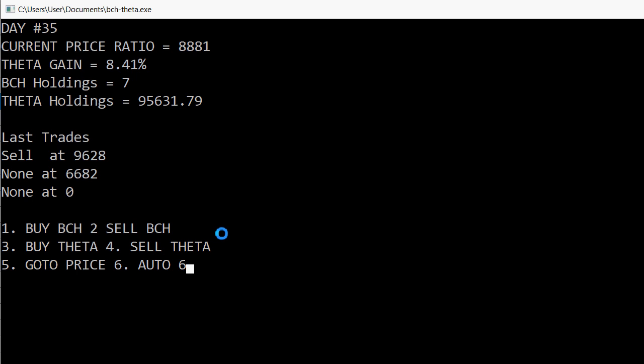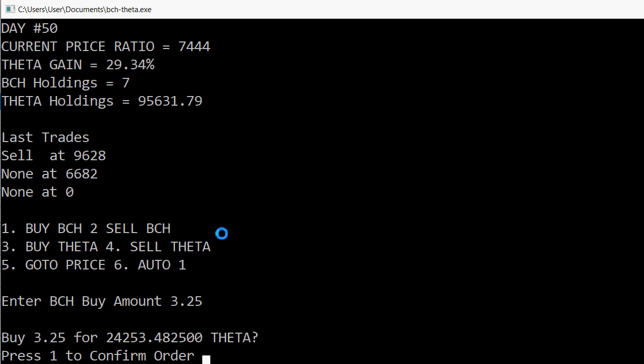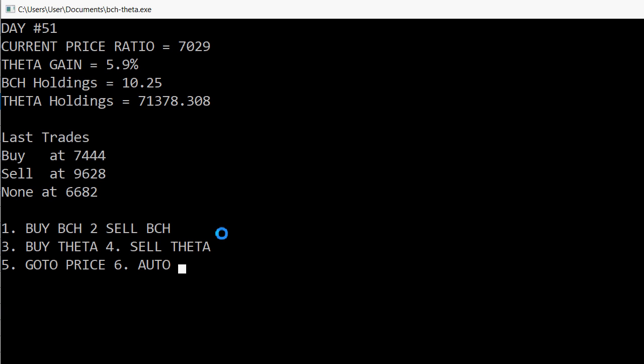So next we can do this, and the ratio goes up for a Theta gain of 29.34%. So one thing I can do is I can say, okay, I don't want to sell too much Theta. If you did that, maybe like, okay, I want to buy Bitcoin Cash, but I just want to buy like maybe a quarter more than I had before. So whichever strategies you can work with. And now I had 64,000 Theta before, so I got like 7,000 more Theta that I would have started with.